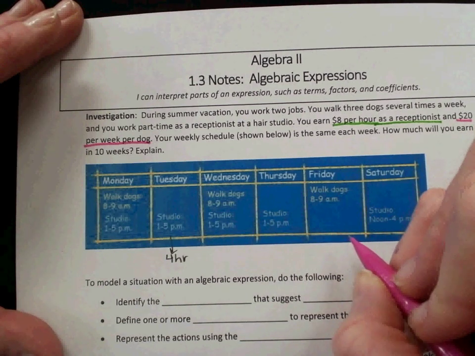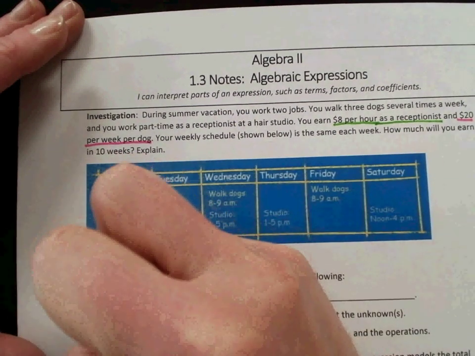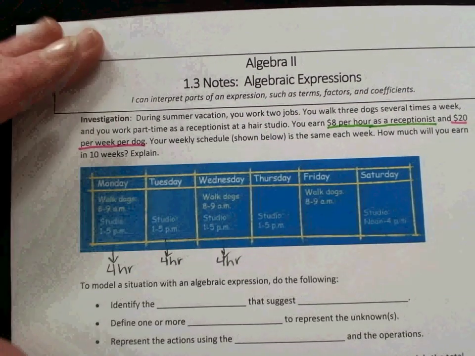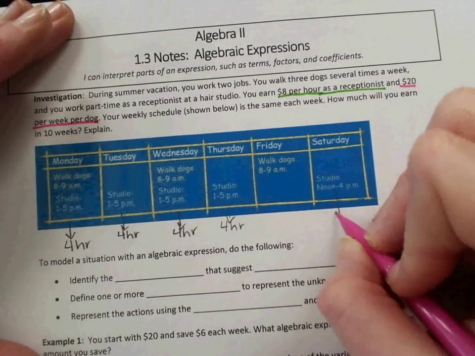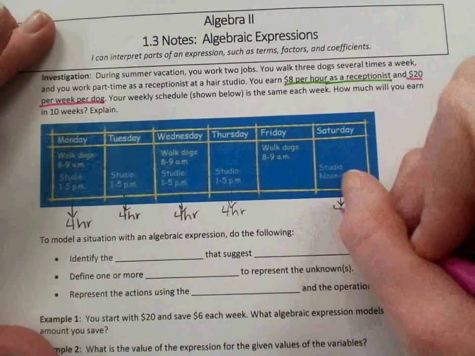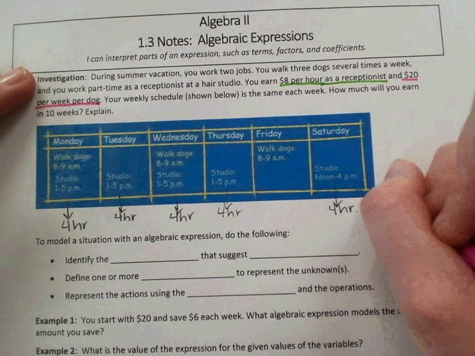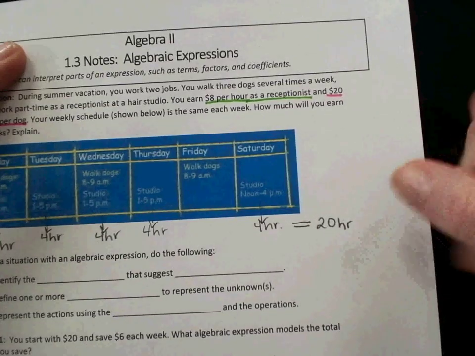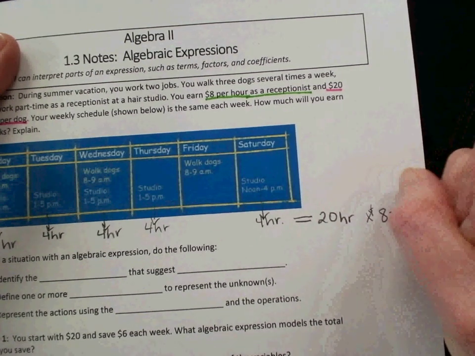Okay, did you do Monday? How many hours for studio? There would be 4 there. Four more hours, right? Okay, cool. So how many total hours did we work at the salon? 20. Good, 20 hours. And how much do we earn? $8. You underline that, yeah, $8 per hour. So how much did we earn by working at the salon in 1 week? $160. Good.